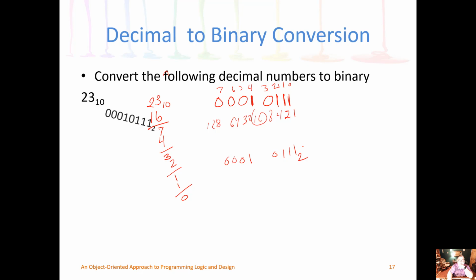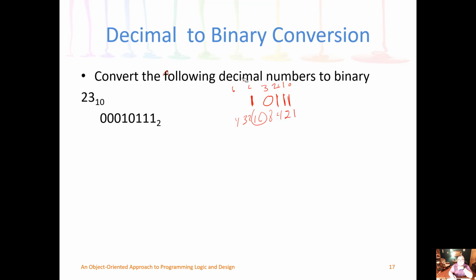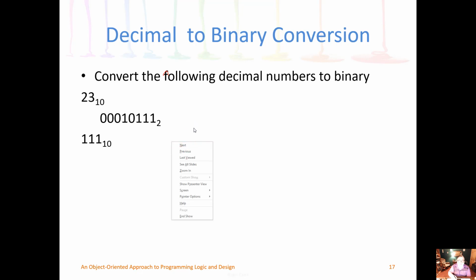So let's see if we got that right. 0, 0, 0, 1, 0, 1, 1, 1. So it is correct. So let's just erase all this. So let's do the next one. So we got 1, 1, 1, 1. And again, it's the same way. So we look at it.